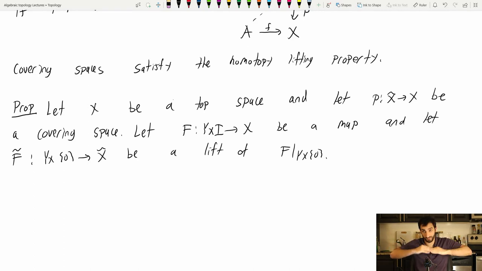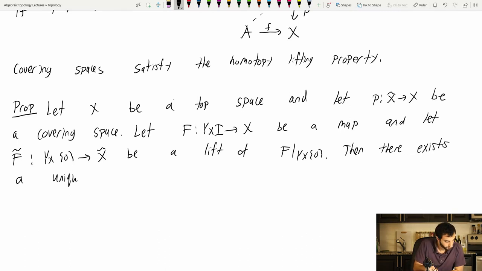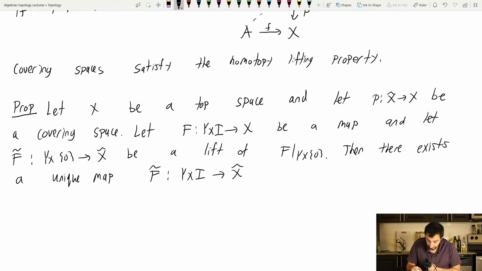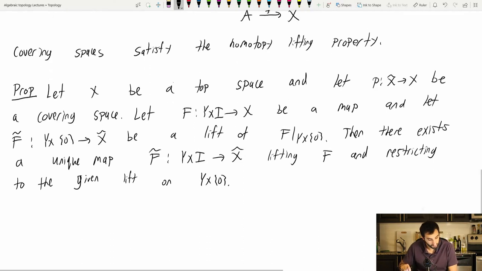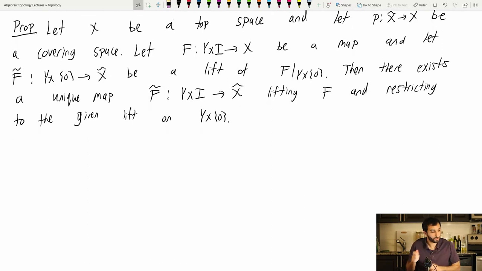So I have a lift on the bottom part of the interval. A natural question is, does this extend to a lift of the whole thing? And I claim that it does. So then there exists a unique map F twiddle from Y cross I to X twiddle, lifting F and also restricting to the given lift on Y cross 0.